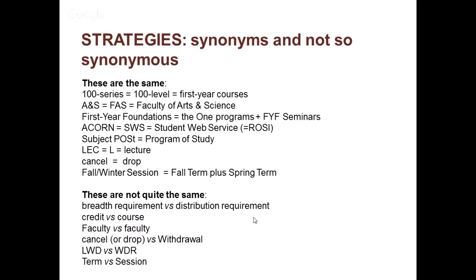A&S is Arts and Science, also sometimes referred to as FAS. First year foundations come in flavors of the ONES program and the first year seminars. Acorn is the student web service, also called the SWS, and it was Rosie until 3 years ago, so upper year students will still call it Rosie. And administrators on the back end still use some Rosie, but your front end is called Acorn.